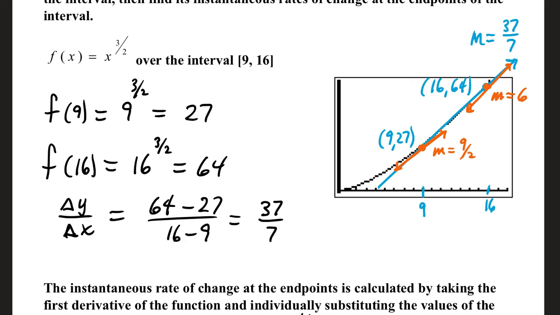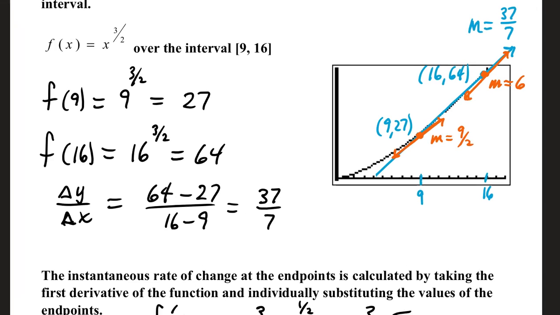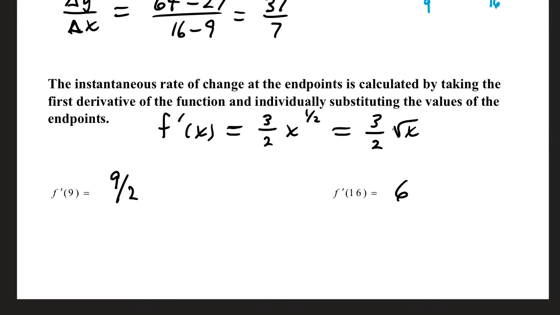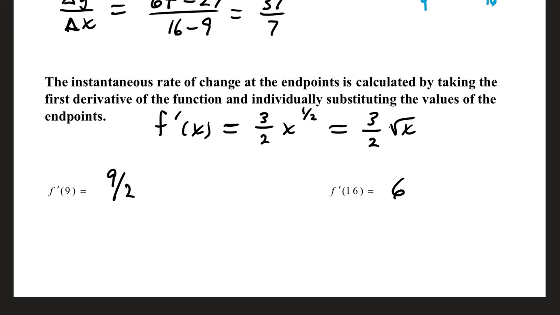The instantaneous rate of change at the endpoints is calculated by taking the first derivative of the function and individually substituting the values of the endpoints. Well, our first derivative, since we started with x to the 3/2, is going to be 3/2 x to the 1/2. X to the 1/2 can be translated back to square root of x. When we substitute in our left endpoint of 9 into the first derivative, 3/2 times the square root of 9, well, square root of 9 is 3, times 3 is 9/2.